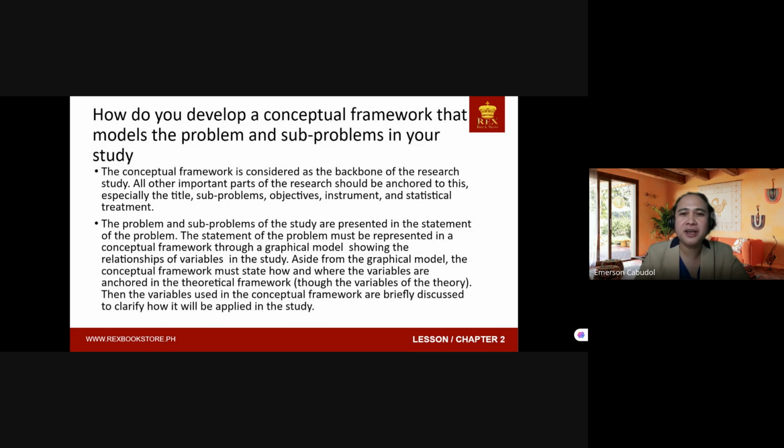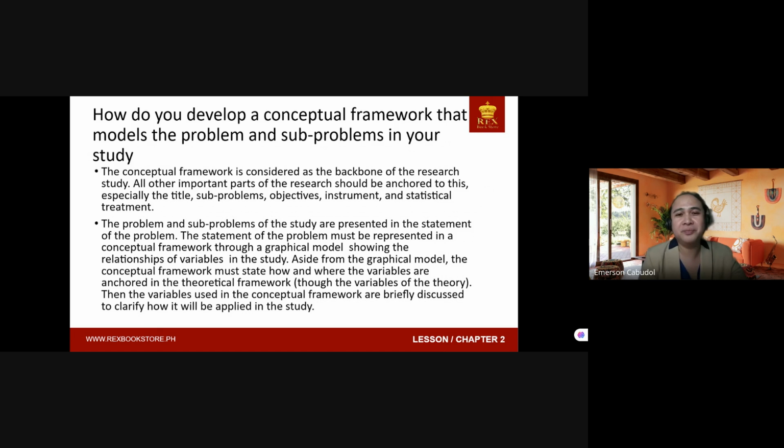The conceptual framework acts as the research study's backbone. It guides key elements like the title, subproblems, objectives, instrument, and statistical treatment. In the statement of the problem, the conceptual framework visually represents the relationships between variables through a graphical model. It also connects these variables to a relevant theoretical framework, explaining the theoretical basis. The framework clarifies the application of these variables within the specific context of the study.